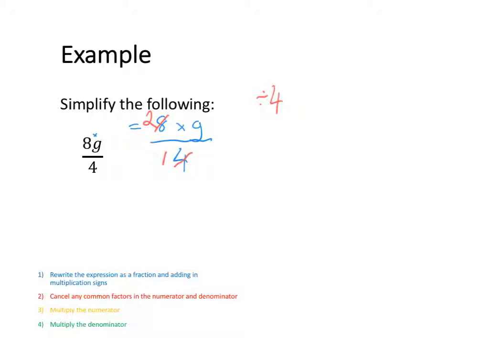So the next step is to multiply what is left in the numerator. So 2 times g is equal to 2g. And the fourth step is to multiply the denominator, which I've got 1 left in. So my answer is 2g over 1, or I can write that as 2g. So 8g divided by 4 is equal to 2g.